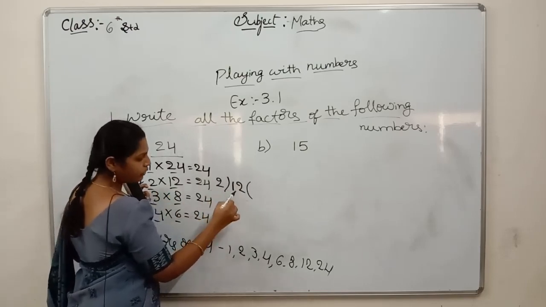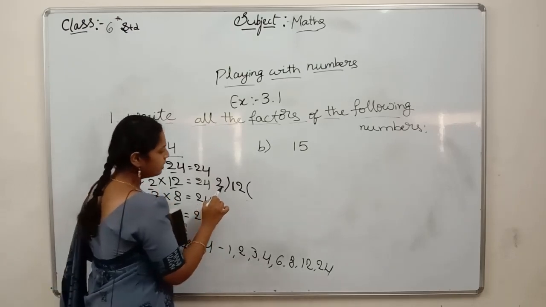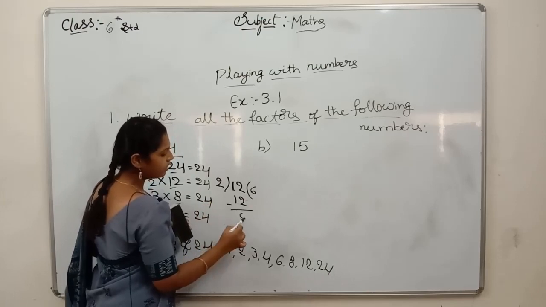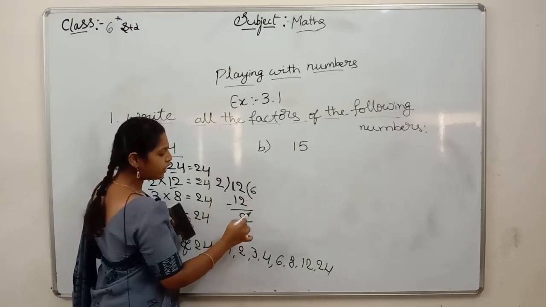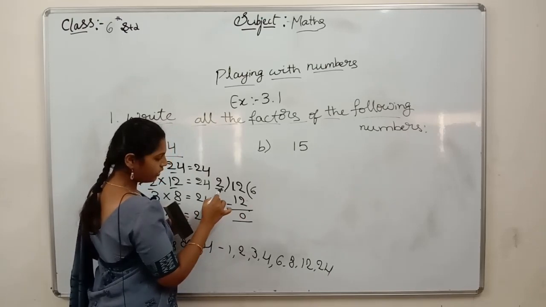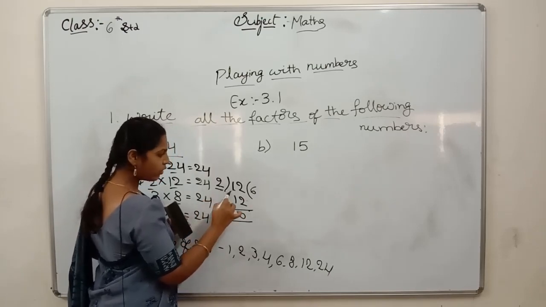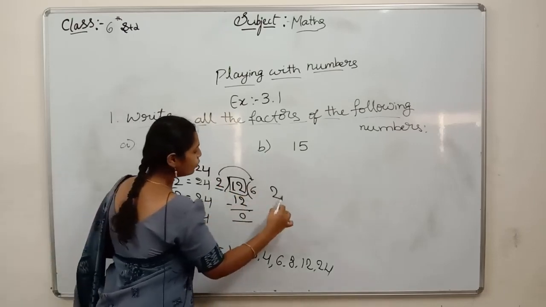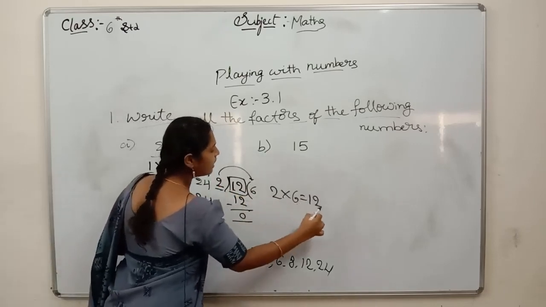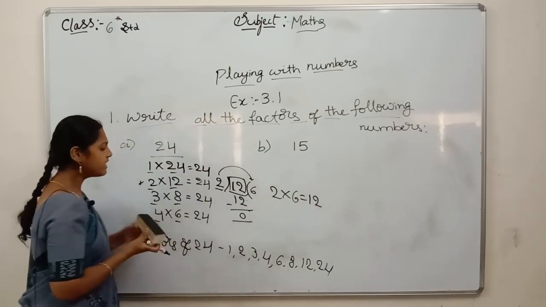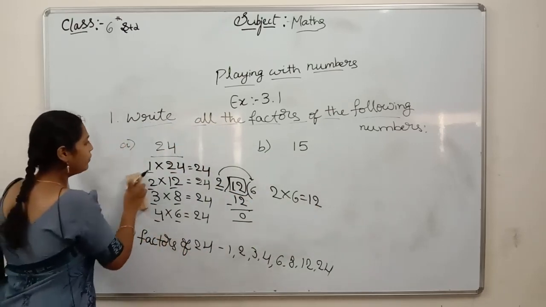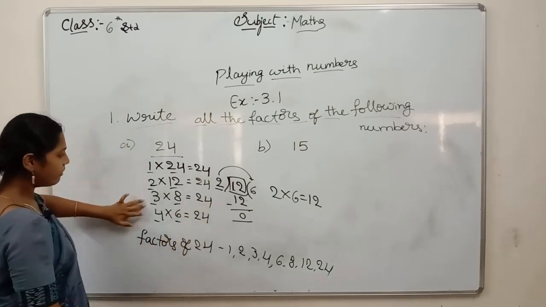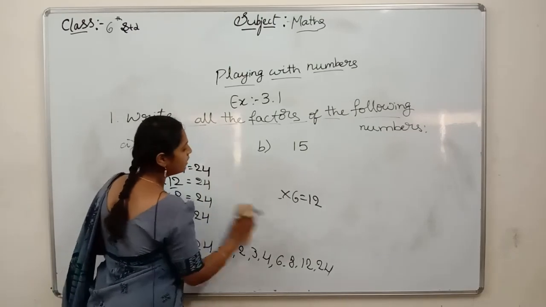I am dividing 12 by 2. 2 6s are 12. If you do subtraction, we'll get 0 only in the remainder place. So if you get 0, then the number in the divisor place is a factor of this number. Yes, we can write it in this way also: 2 into 6 will get 12. In the same way, if you do all the divisions, then we'll get the factors. You understand the first one? We'll go to the second.